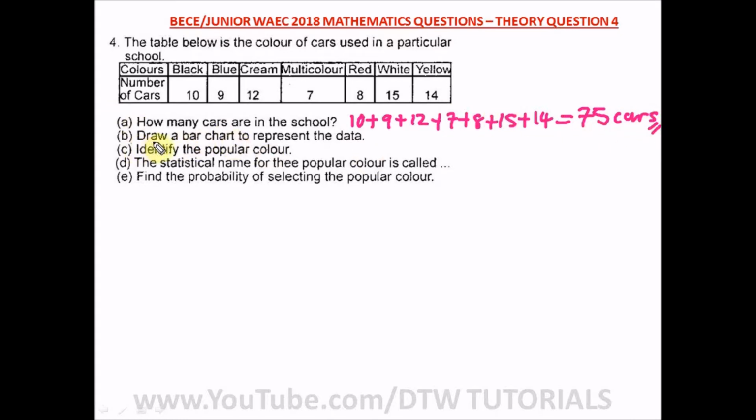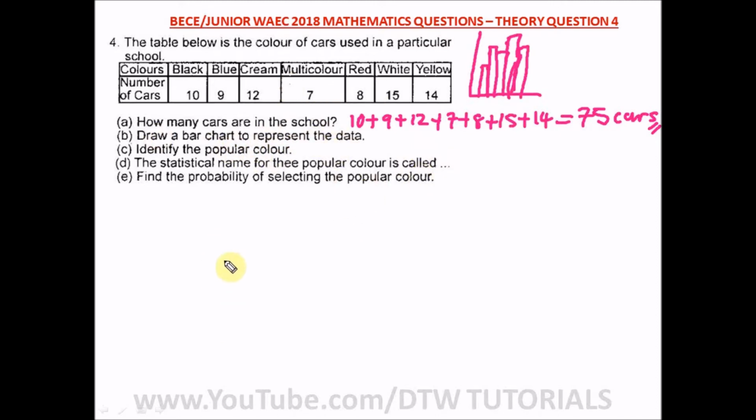Now question B says draw a bar chart to represent the data. I hope you know how a bar chart looks. A bar chart is different from a histogram. For a bar chart you have your bars, and your bars should be separated. But for a histogram, the bars are not separated, they are joined together. This is a histogram. But bar charts have separations.